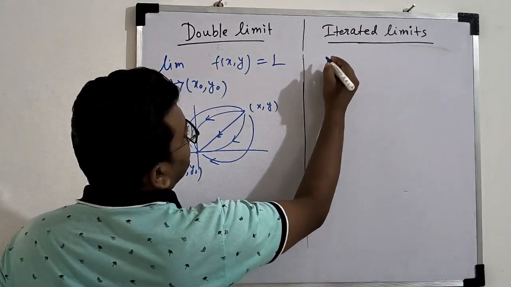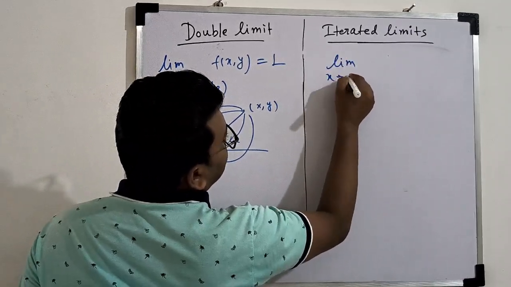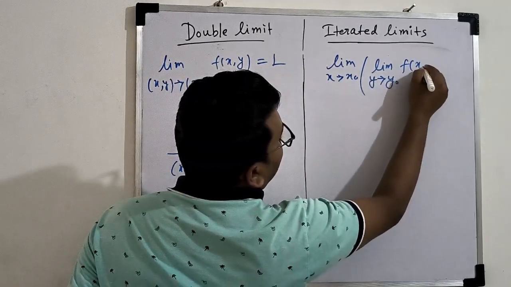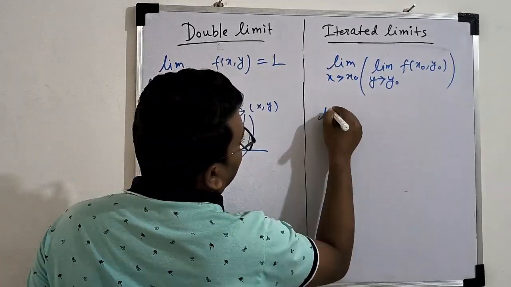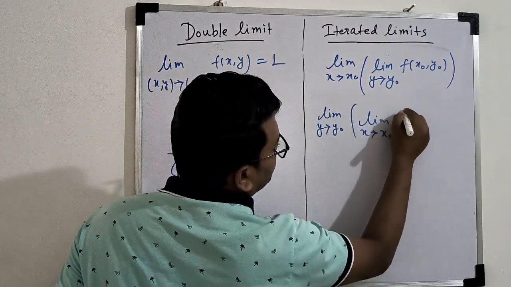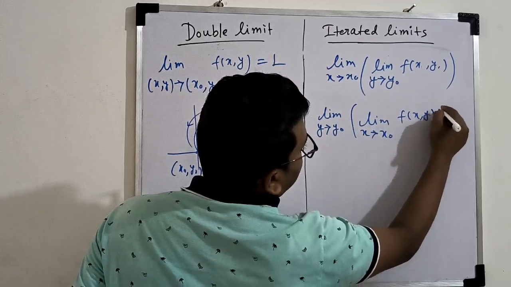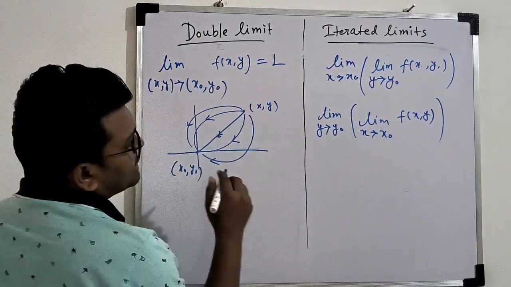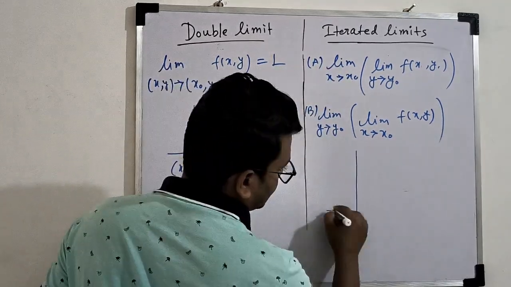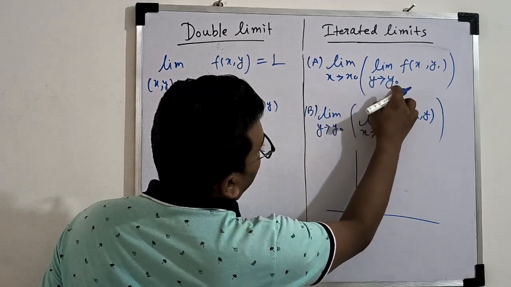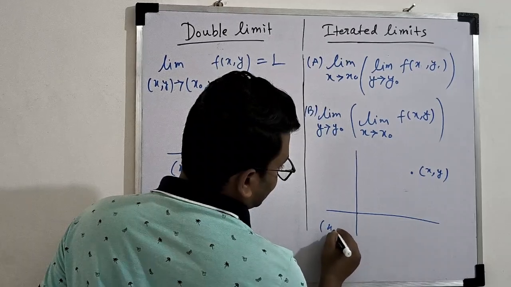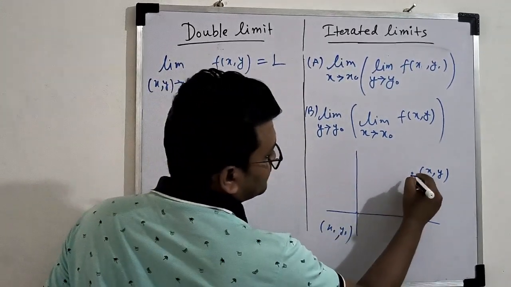The iterated limits are defined as: limit x tends to x0 first and then limit y tends to y0 of f(x,y), and the other is first y tends to y0 and then limit x tends to x0 of f(x,y). So this is the double limit, and this is the iterated limit, first and second iterated. In this case, x tends to x0, y tends to y0. In this case also, the point (x,y) approaches (x0,y0), but through a simple path.